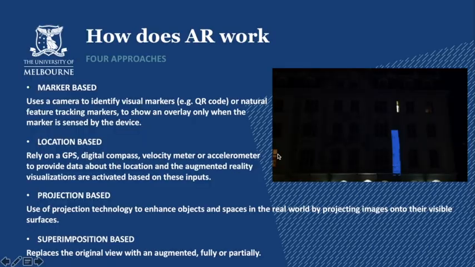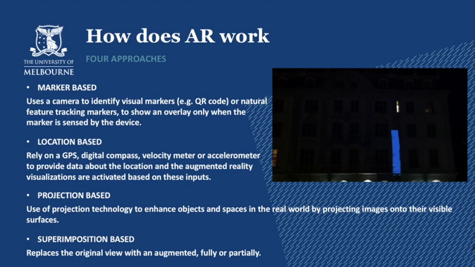Our next topic is how does AR work? As you see, AR technology can work using four approaches. First is called marker-based. Such kind of AR uses a camera to identify visual markers or objects, such as a QR code or natural feature tracking markers, and show an overlay only when the marker is sensed by the device. It depends on the device camera to distinguish a marker from other real-world objects.